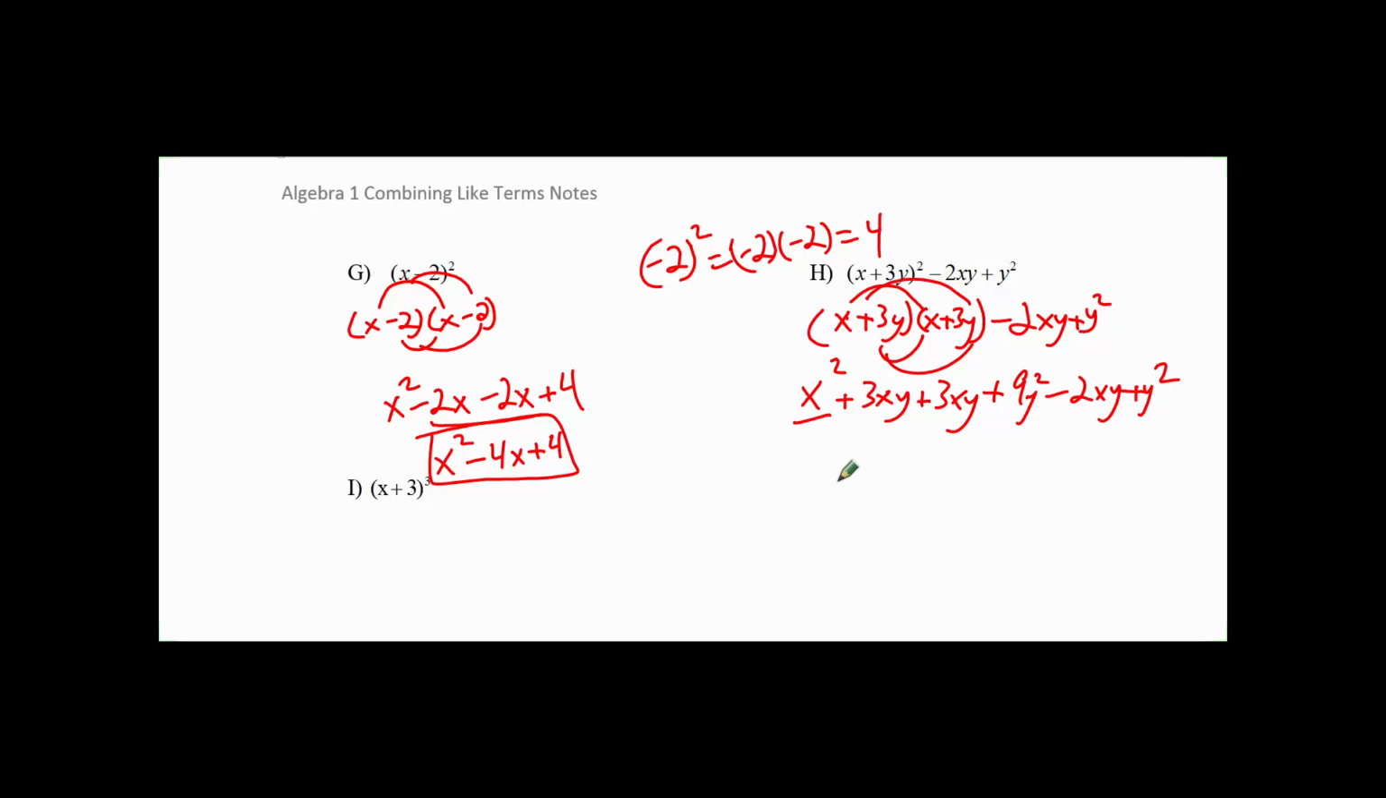Are there any other x squareds? No, so it's x squared. Are there any more xy's? Well, there's another one here, and another one here. So we have 6 minus 2 makes 4. We get 9y squared and plus y squared, so that's 10y squared. And that's it. Always double check.